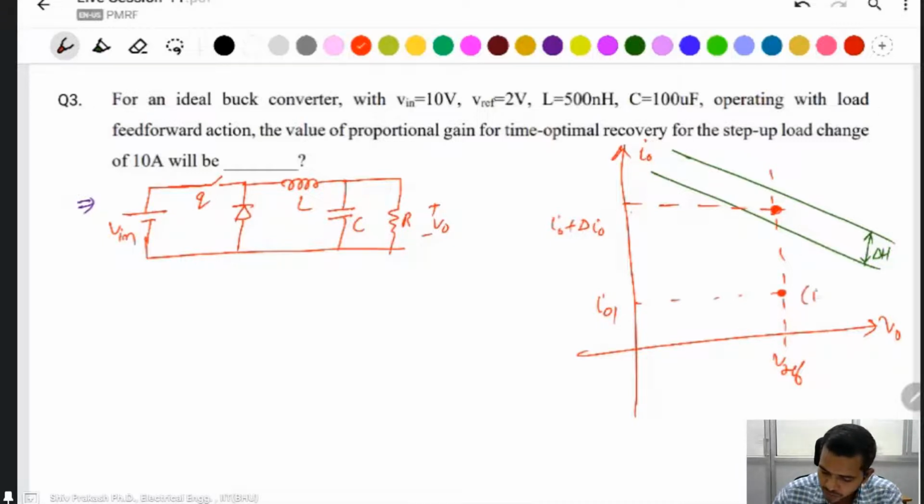This one point I could take I01 and V01. Yeah, this one is the reference. We also take the final value here, I02. If you increase the load, it is not suddenly going to go to this value. We will take some approximation here.